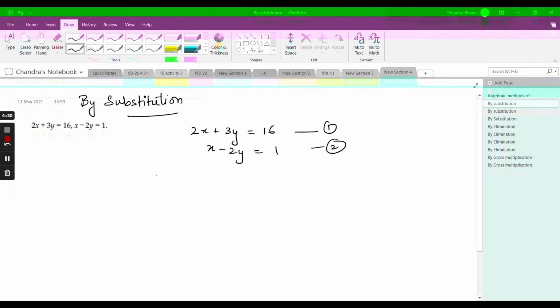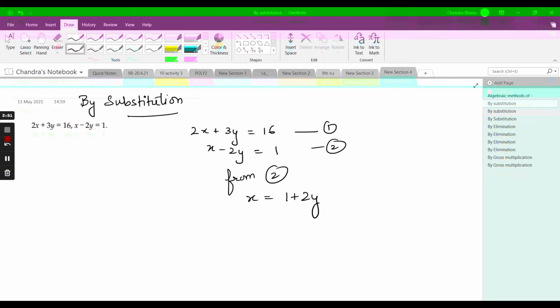From these two equations, I am going to choose any one equation which will help me to find the value of a variable. Now look at the second equation here: x minus 2y is equal to 1. So from 2, I can say x is equal to 1 plus 2y. It is not necessary that I have to choose it from the second equation only. I can choose it from the first equation also, wherever it is easy for me to find the value of one variable in terms of the other. Here I could easily locate that in the second equation I can find x easily. So I have chosen the second equation.